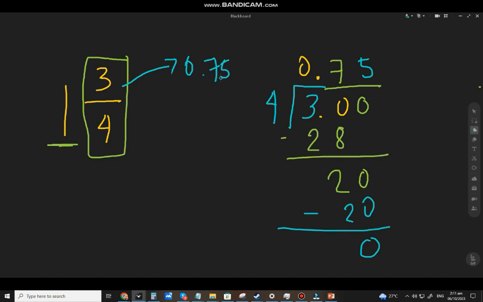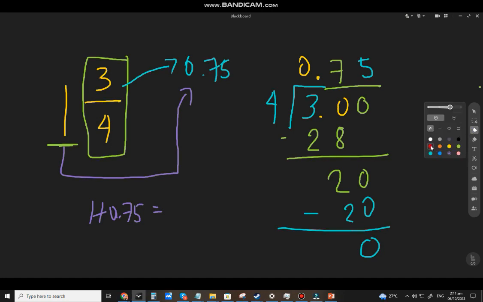But that's not the final answer. We still have the whole number here. We will add this whole number to 0.75. So 1 plus 0.75 will be 1.75. And that's the final answer. 1 and 3/4 is 1.75. That's the end of the lesson on how to convert fractions to decimals.